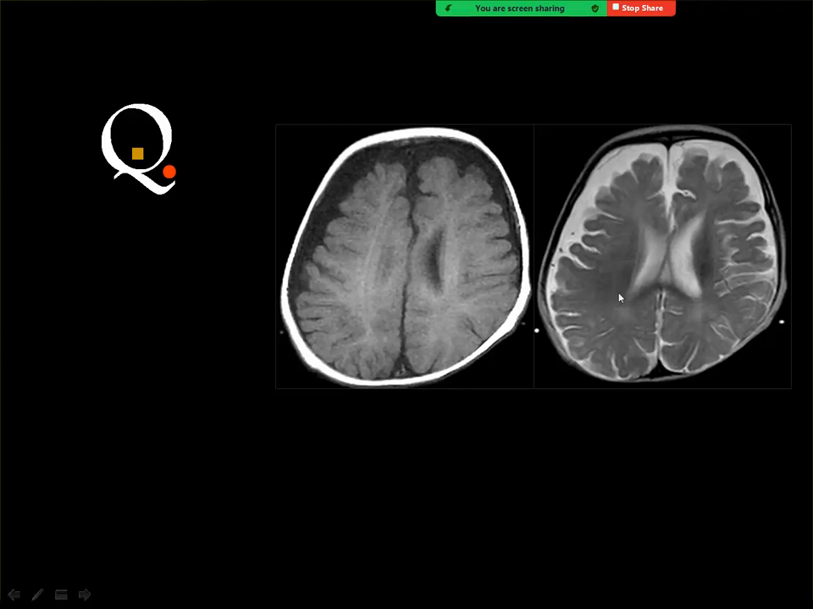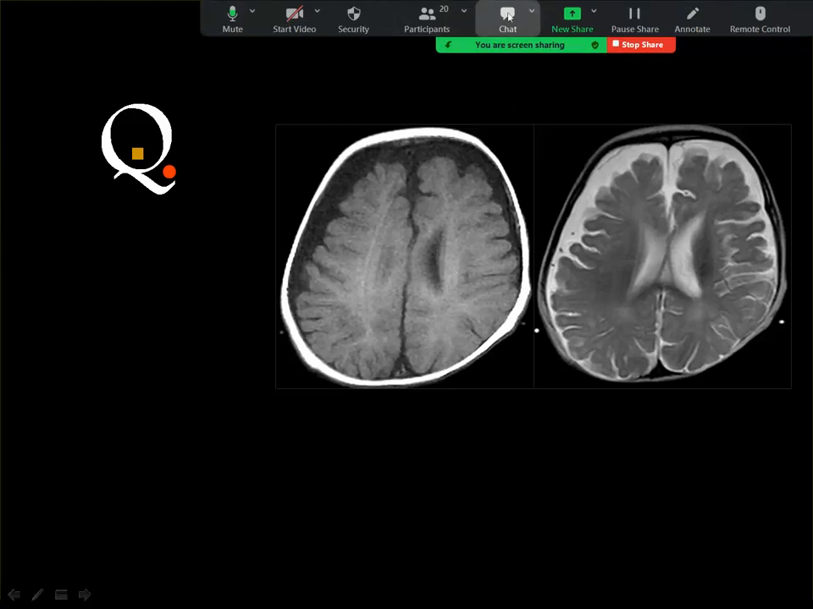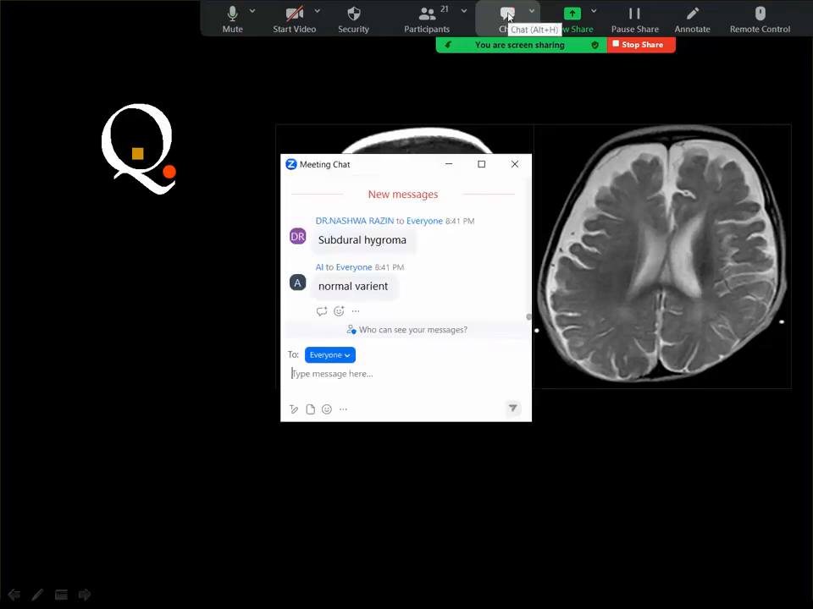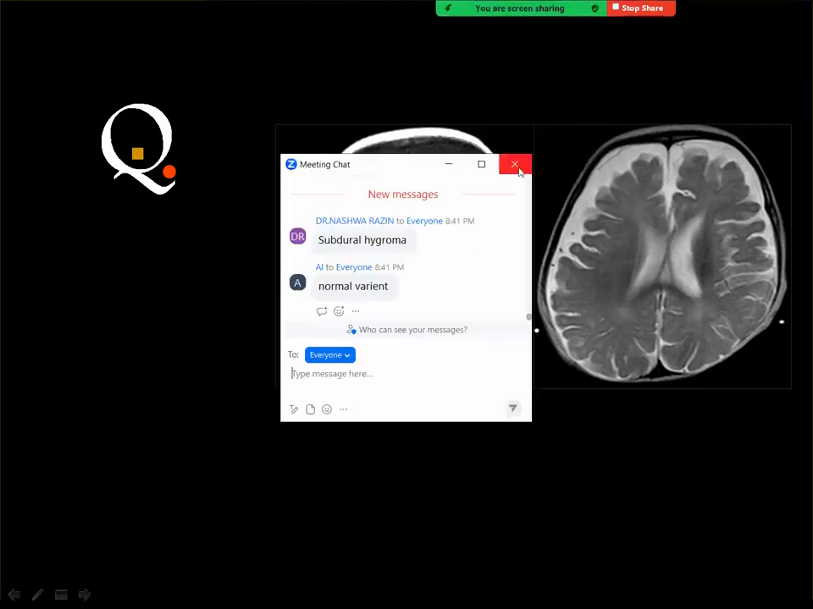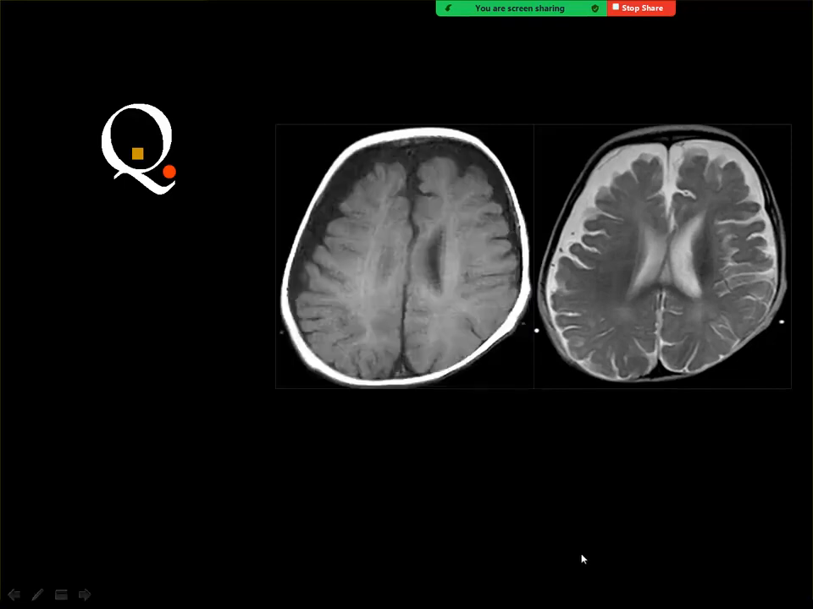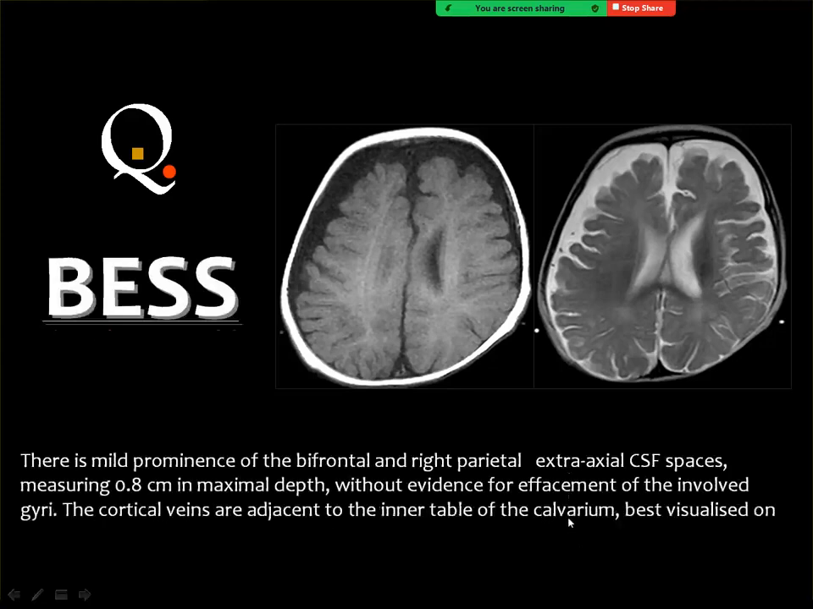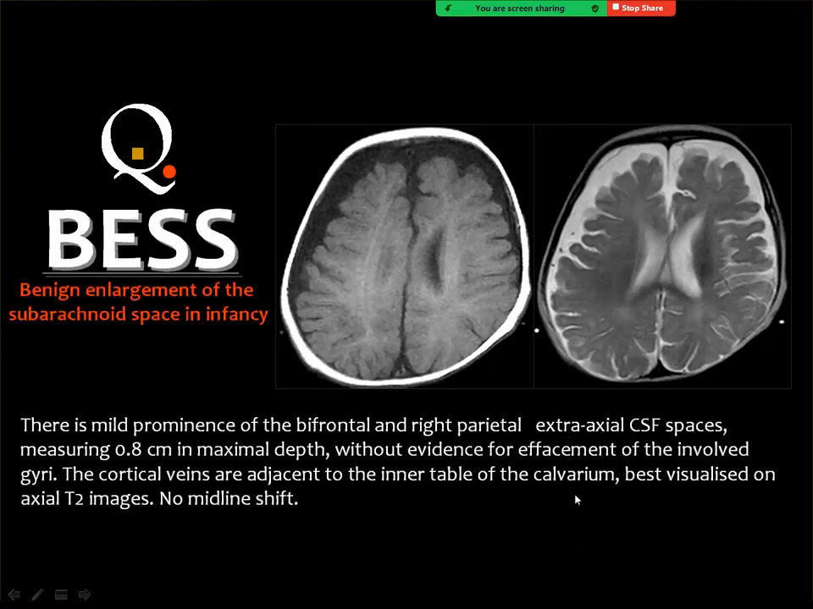The next case is an MRI of the brain, T1 and T2, of a child clinically suspected to have hydrocephalus. Yes, normal variant. Well, yeah, it is a normal variant, and this is known as infantile benign enlargement of the subarachnoid space in infancy.